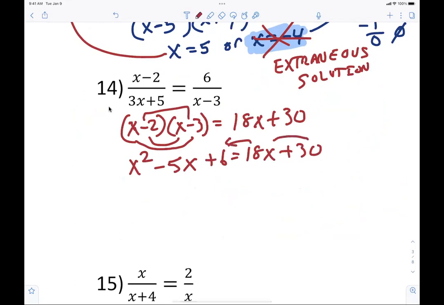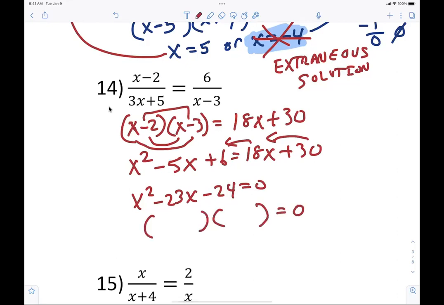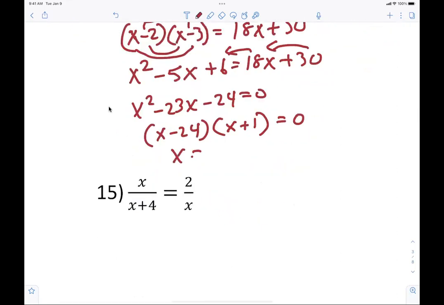Move the 18x and the 30 over to the left, so it's going to be x squared minus 23x minus 24 equals 0. And so now when we factor this, I end up with x minus 24 and x plus 1. So x is equal to 24 or x equals negative 1.